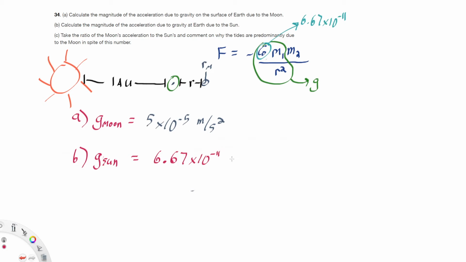All right, so we're going to do the same thing for the sun. The sun is a lot further away from the Earth, but it's also a lot bigger. So the sun is 2 times 10 to the 30 kilograms, give or take.